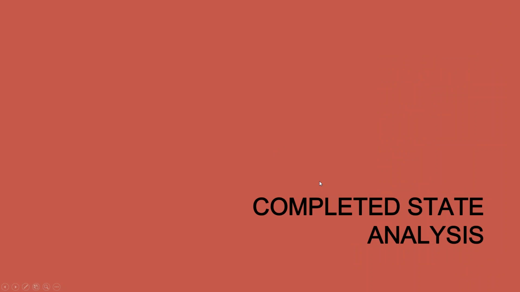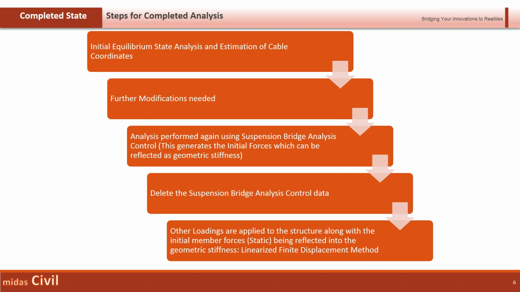So we'll start with the completed state analysis. The steps required, as I told you before, are that we have to create an initial model. The initial model will have hangers and cables with the self weight of the bridge. When we do the analysis, the software will automatically generate the initial forces that are required to sustain that loading. It will give you the coordinates of the cable, the cable tensions, and the initial forces that are required. Then we do other modifications that are needed, like adding boundary conditions and other structural modifications, and then we perform the analysis again in order to optimize the initial forces that we got. It will again change the cable coordinates and account for the modifications that you have done.